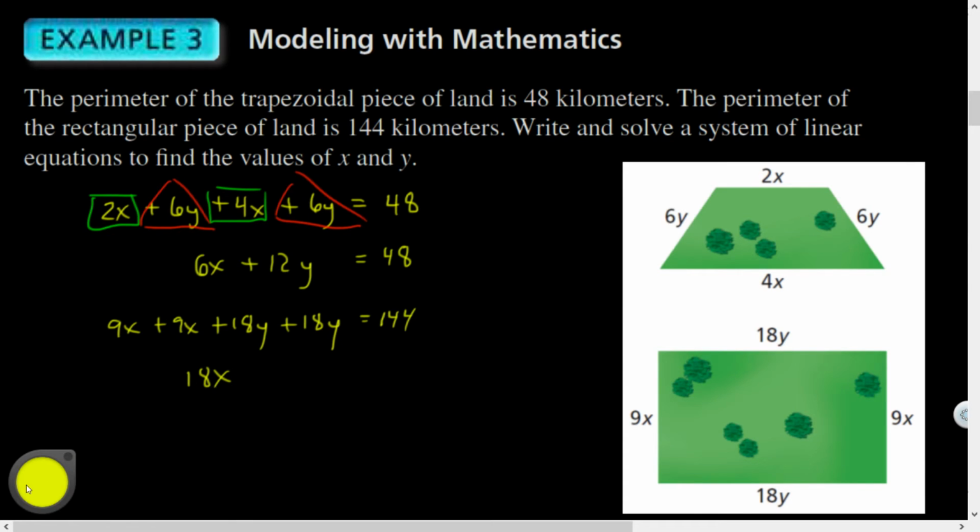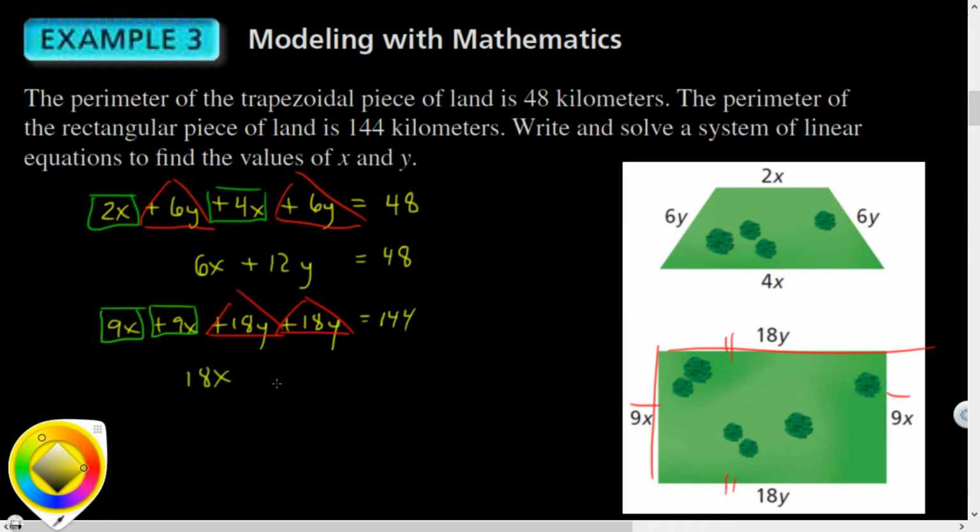All right, and that 18x came from combining the 9x's. Does anyone know another way you could have written the original equation on this one? I could have said 2 times 9x plus 2 times 8y, since these two sides are congruent and these two sides are congruent. I could have just doubled this plus double that, and that's the same thing. But either way, that works. Plus, yeah, we said 36y equals 144.